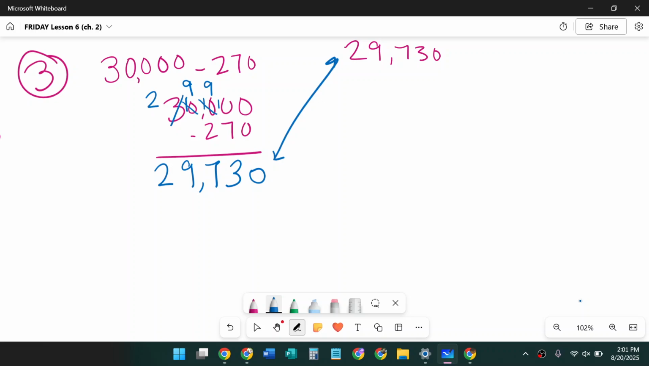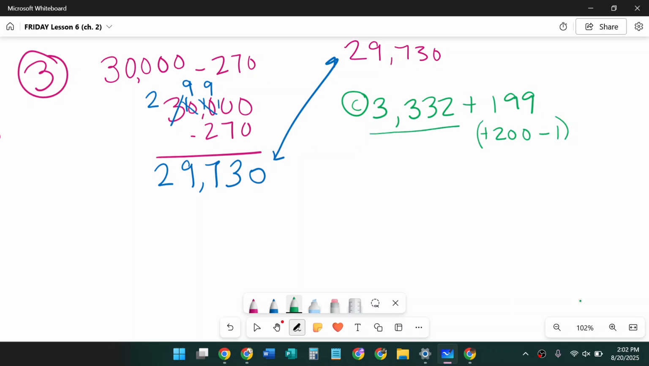That was number A. Let's do C. So for C, we have 3,332 plus 199. Now for this one, one of our tricks might be helpful. We can add 200. That's too much, and so we're going to subtract 1 back off. So this number, we're going to add 2 hundreds. So that would be 3,5. And as I write, I know I have to subtract 1, so I'm going to take 1 off before I write the final answer.